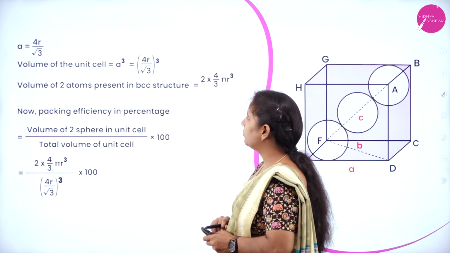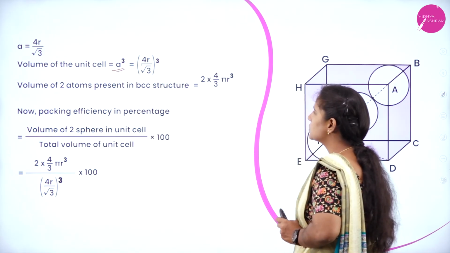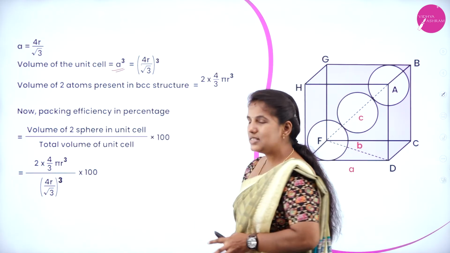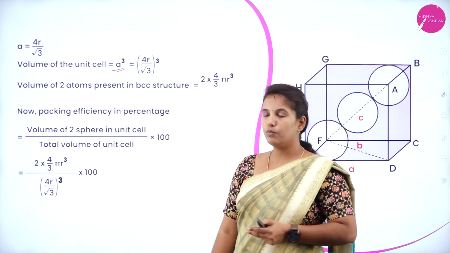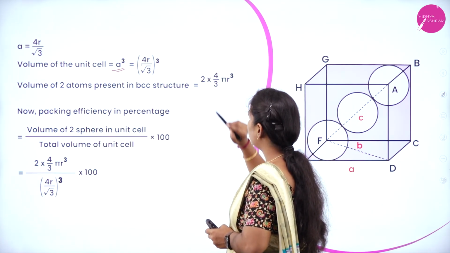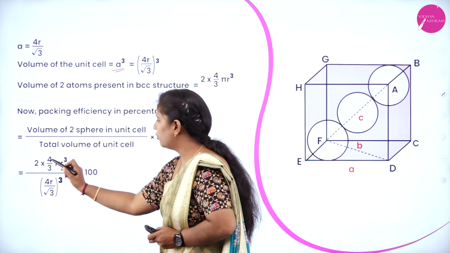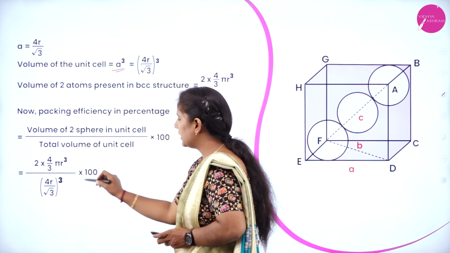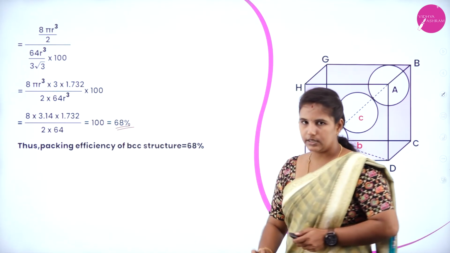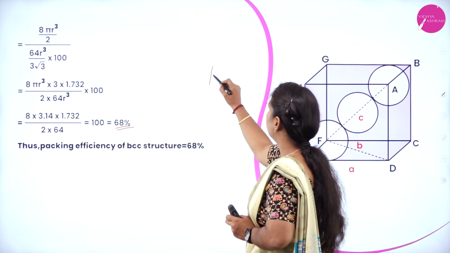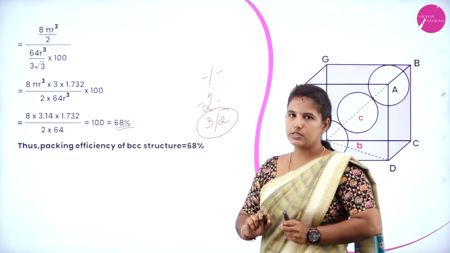Coming to the volume of the unit cell, it is nothing but a cube, so a cube is 4r divided by square root of 3, whole cube. Since we know it is a body-centered cubic unit cell, only 2 particles will be there. So, 2 into 4 by 3 pi r cube. Now, if you write the formula of packing efficiency, 2 into 4 by 3 pi r cube divided by 4r by root 3 whole cube into 100, and if you simplify this, you will get 68%. So, in the 1 mark, 2 mark, and 5 mark, questions will arise.